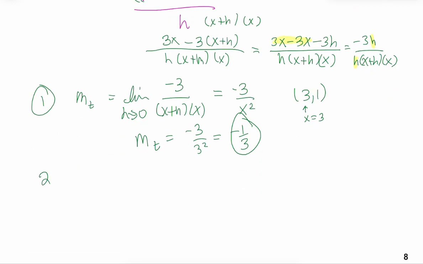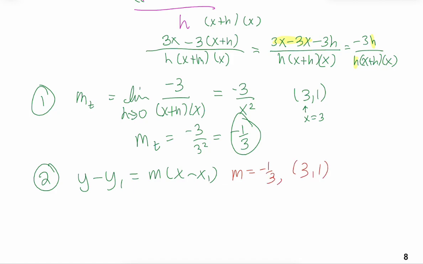So now we move on to step 2, which is y minus y1 equals m times x minus x1. So we have our slope of negative 1/3. Our point is 3, 1. Plug the stuff in, we got the equation of our line. So it's y minus 1 equals negative 1/3 times x minus 3.